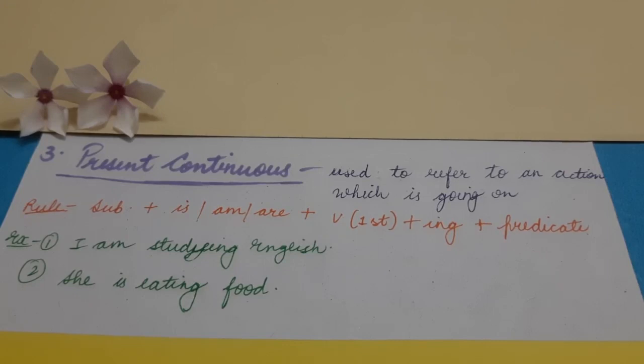So in the first example, you are studying English. It means you are now also studying English. And the second one, she is eating food. It means she is now also eating food. She hasn't stopped eating food, or she will not eat food. She is eating food actually.